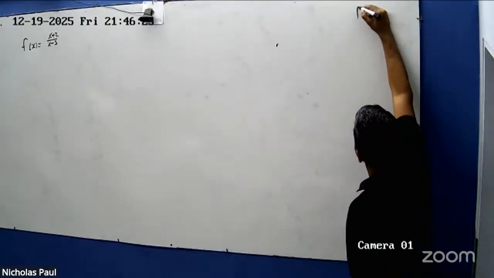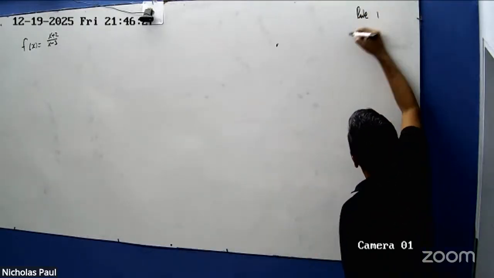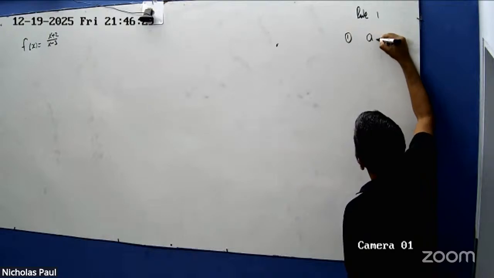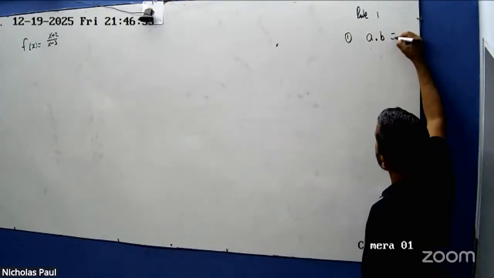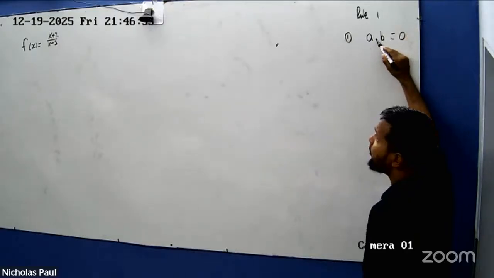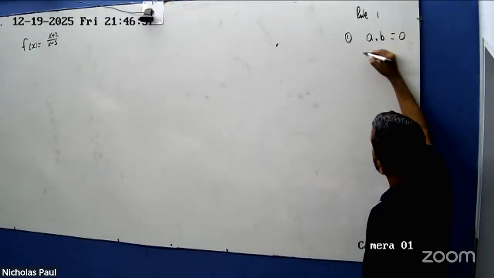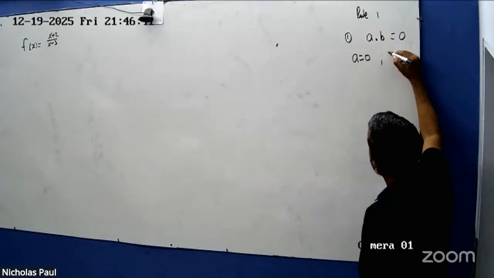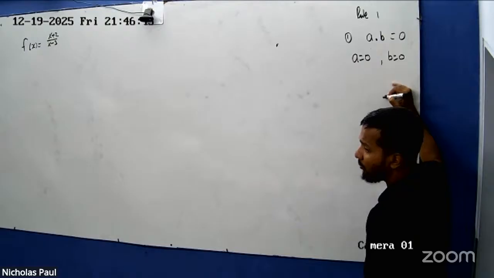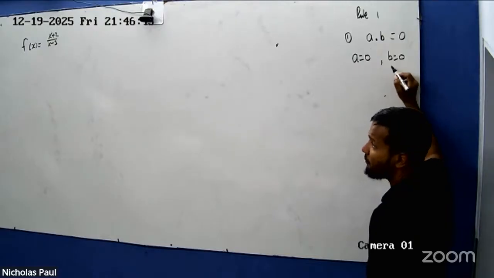Rule number one, we kind of used this rule already. If you have two things, a multiplied by b, and it is equal to 0, what this means is a could be 0 or b could be 0. We know this already, right? When we factorize, we use this to solve for x.